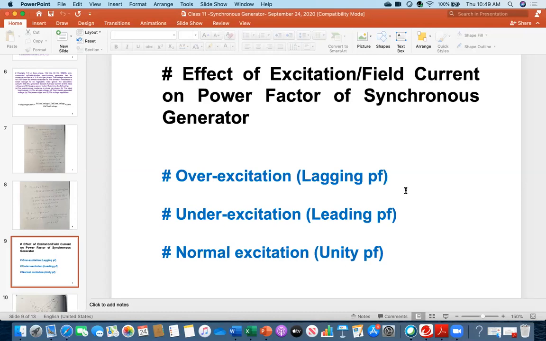And then, in a few classes later, we will be studying the synchronous motor. At that time, these two conclusions will be interchanged. For the synchronous motor, when it is over excitation, it will be leading power factor, and lagging power factor will come here. That is again pretty confusing, but still you have to remember all of those things. These are very, very vital and important for the synchronous generator.